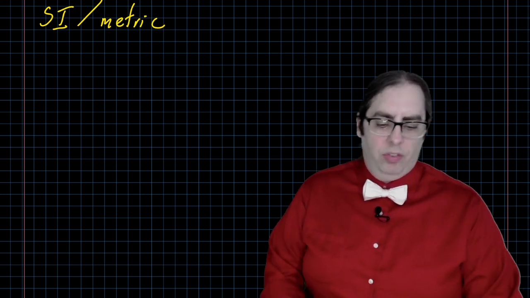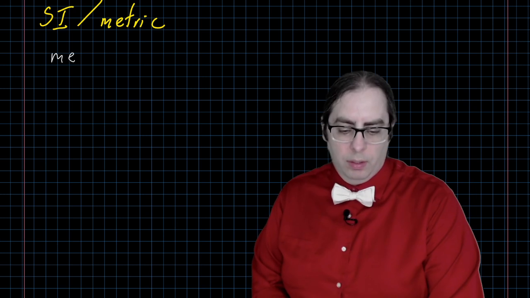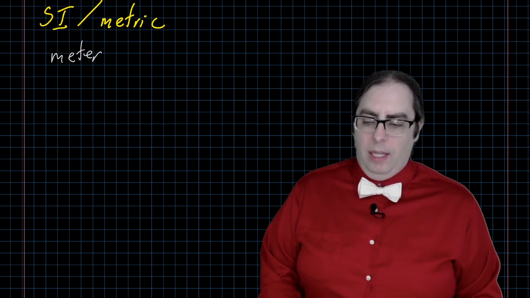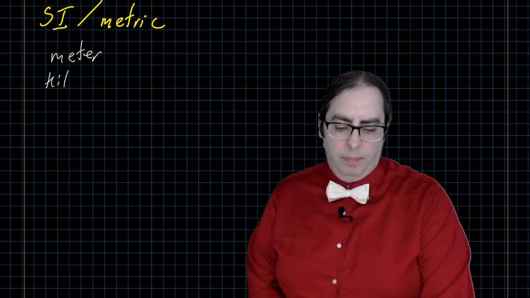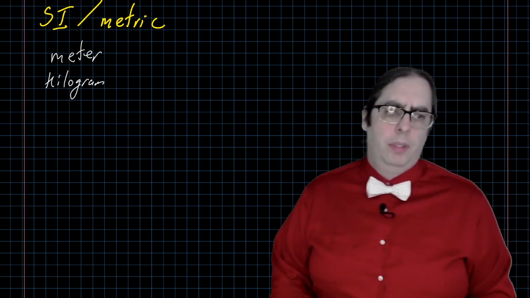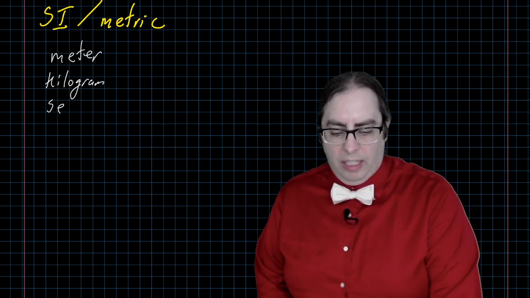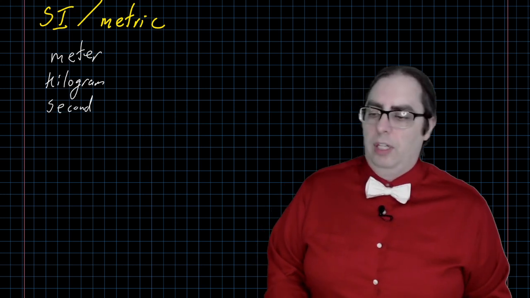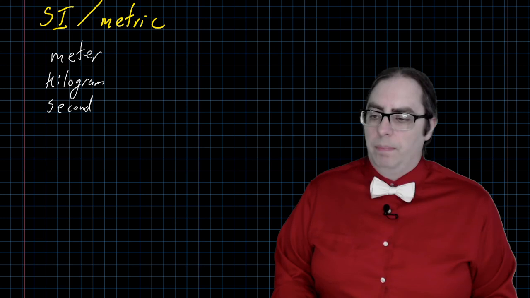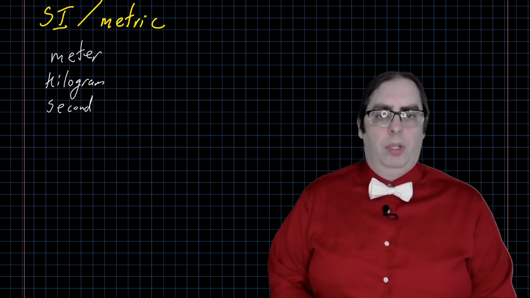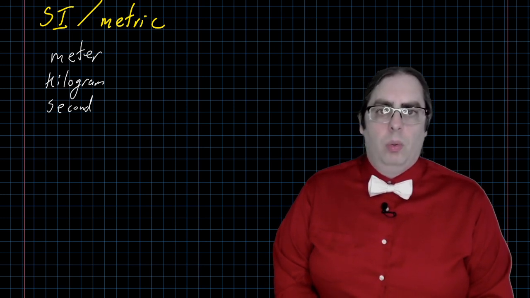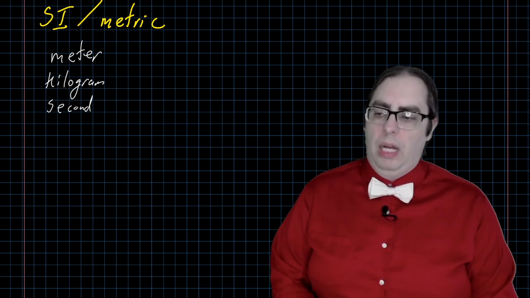The SI and the metric system both use the meter as the unit of length. The SI system uses the kilogram as the unit of mass. The metric system uses the gram. The SI system uses the second as the unit of time. The metric system uses the hour, but acknowledges the minute and the second. All right, so relatively similar between them. And we can use that to our advantage.